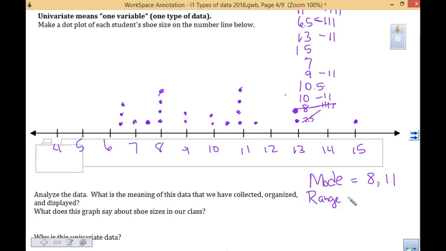What is our range for this class? Meaning the largest minus the smallest. Our largest was 15 and down to 6.5, right? So 15 minus 6.5. We have a range of 8.5 in this class.